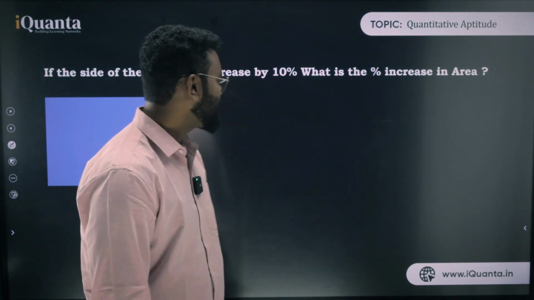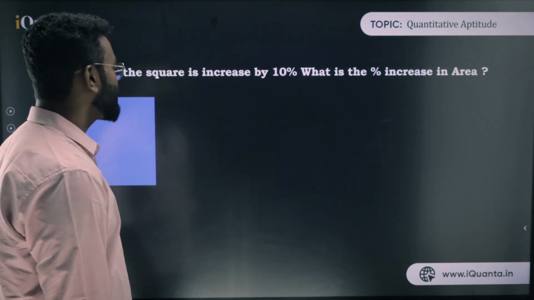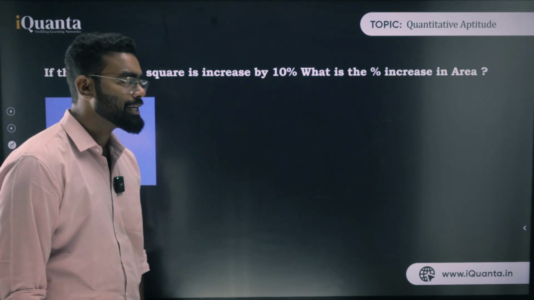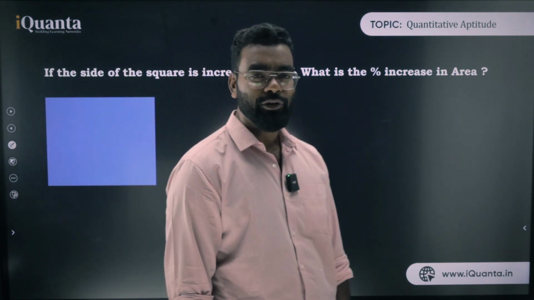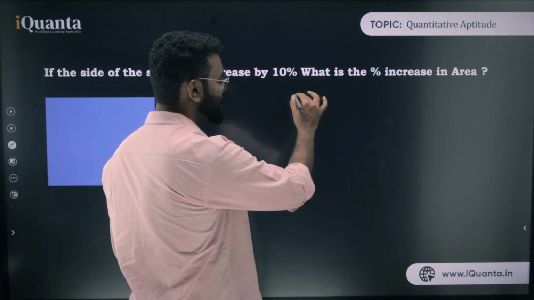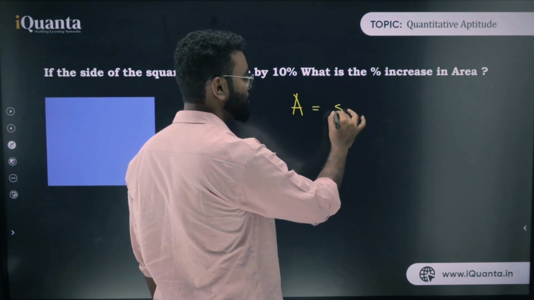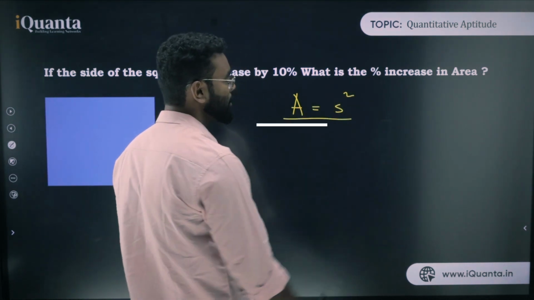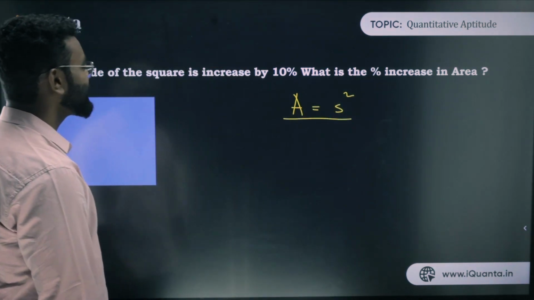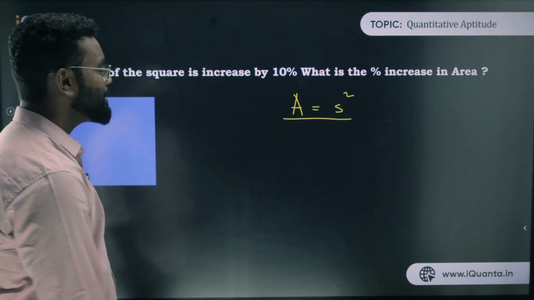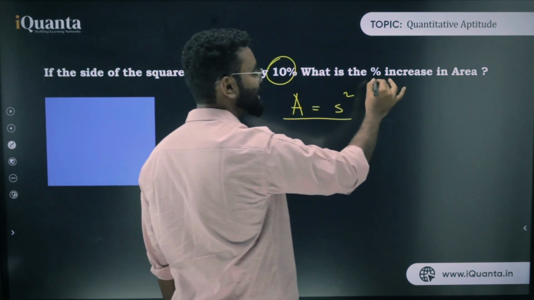So now come back to this thing, that is if the side of the square is increased by 10%, what is the percentage increase in area? The first thing you understand, what is area? Area is nothing but side square. We know area is nothing but side square. Now if the square's side is increased by 10%, what is the percentage increase in area?